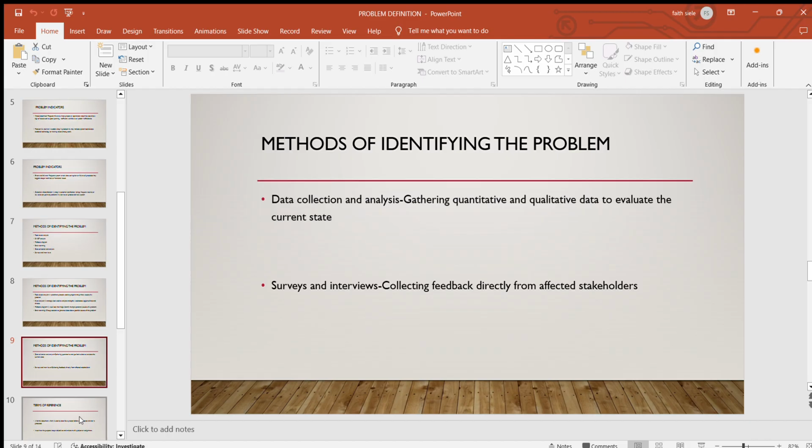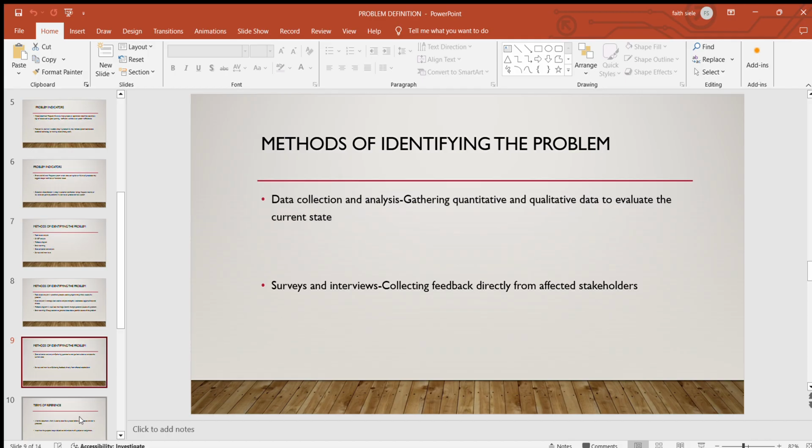So that is all about the methods of identifying the problem, whereby we've mentioned root cause analysis, which is a systematic process used to pinpoint the primary cause of a particular problem. We've also talked about the SWOT analysis, a strategic tool used to analyze the strengths, weaknesses, opportunities, and threats. Thirdly, we've mentioned the fishbone diagram, which is a visual tool which helps in identifying multiple potential causes of a problem.